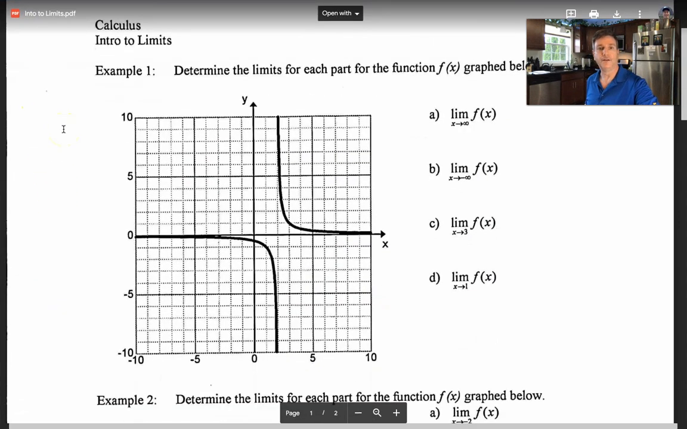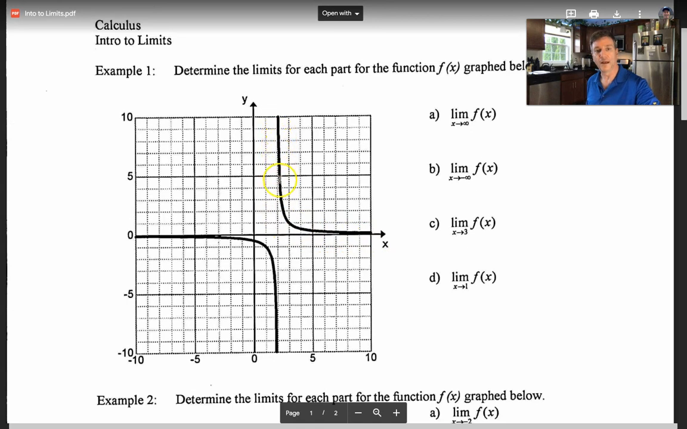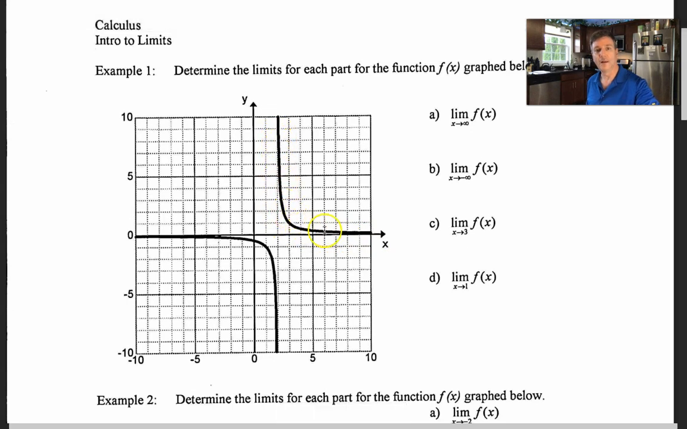So example 1, determine the limits for each part of the function graphed below. So the limit as x approaches infinity of f of x. So here we have a graph. As x is going out to infinity, what is the graph doing? The graph's coming down and going out to the right. What is it getting closer and closer to? It's getting closer and closer to the x-axis, which is a function value of 0.